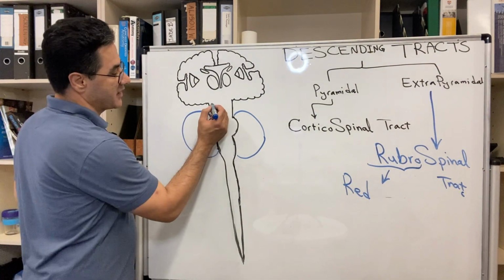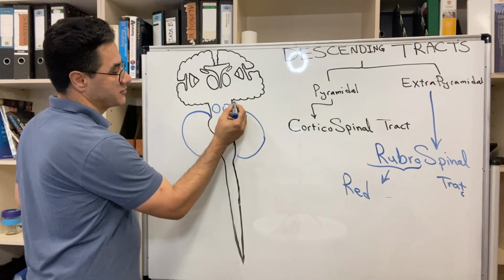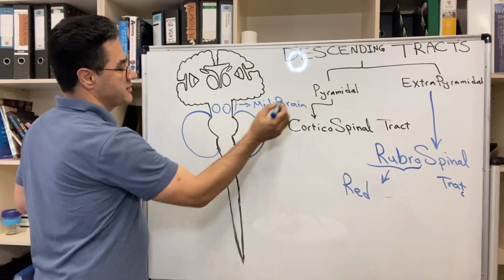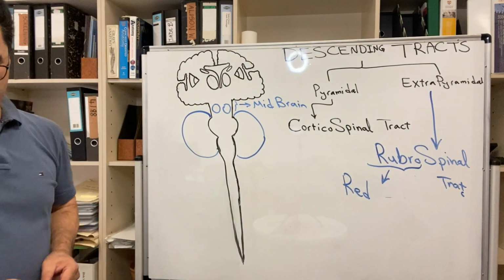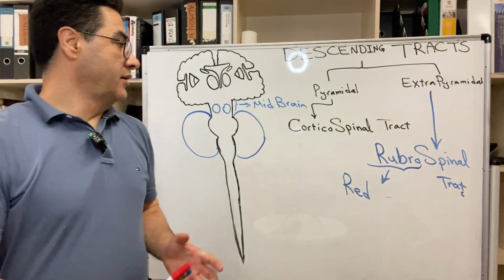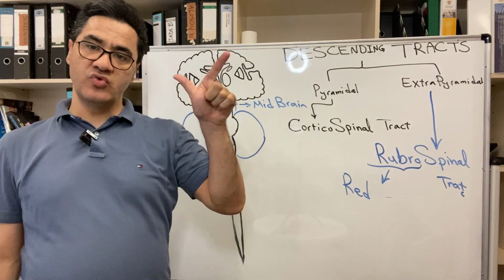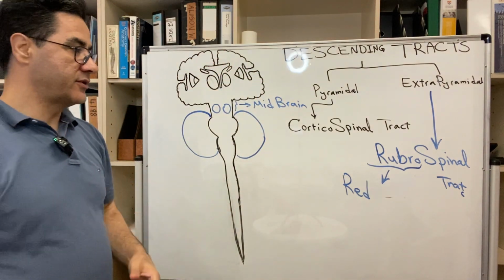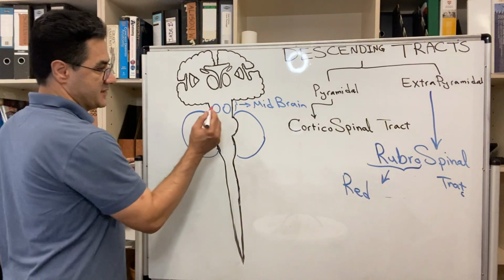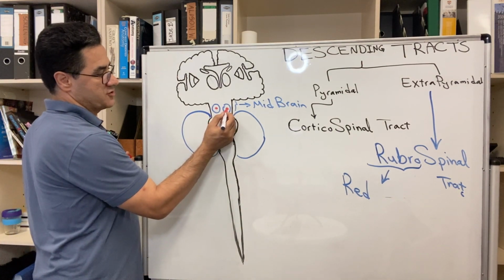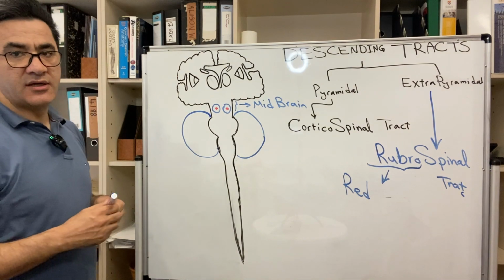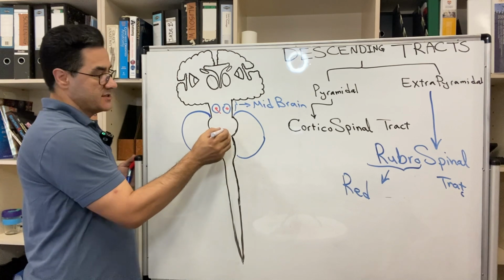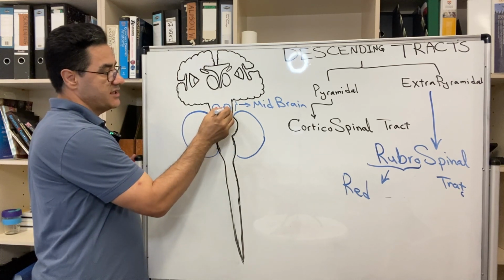The tract starts at the level of the midbrain. Within the midbrain here we have two red nuclei. For the descending tracts, we have two motor neurons, upper motor neurons and lower motor neurons. The cell body of the upper motor neuron of the rubrospinal tract is within the red nucleus. Imagine that this is the cell body of the upper motor neuron, and then the axon exits the red nucleus and crosses the midline like this.